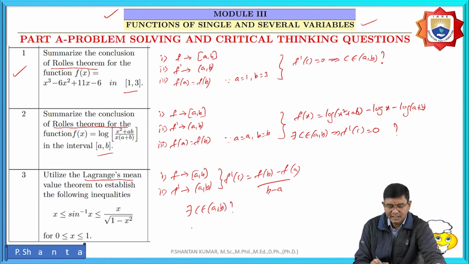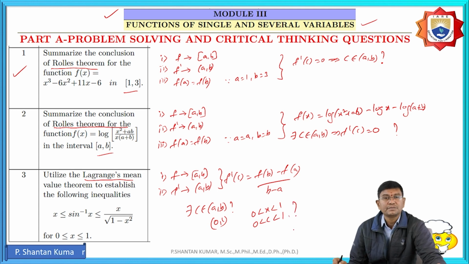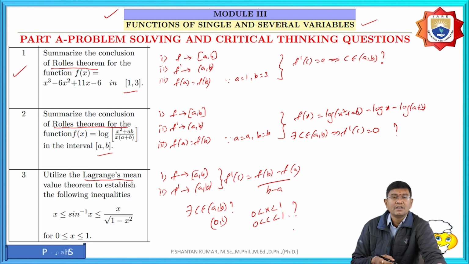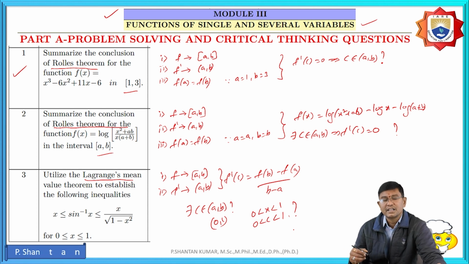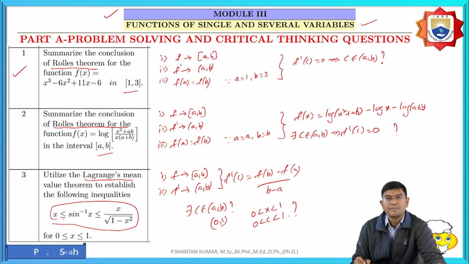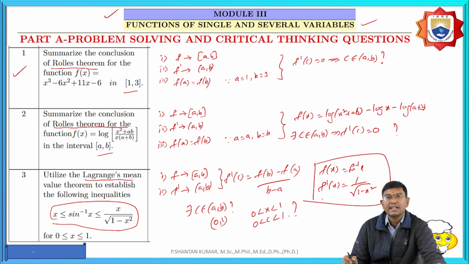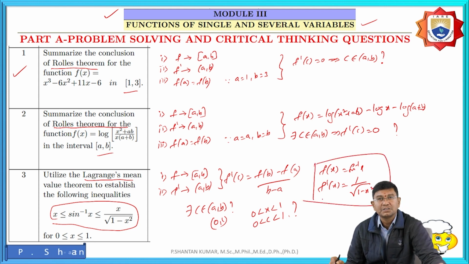And here, given the conditions, a comma b is nothing but, consider 0 comma 1, so 0 is less than c is less than 1. We find the solutions. Based upon this, according to the proper integration, we get the solution. Here it is required to find out sin inverse x. We need to remember f of x is nothing but sin inverse x, and f dash of x is nothing but 1 by root of 1 minus x square. We need to keep in mind that the derivative is also easy to get the solutions.